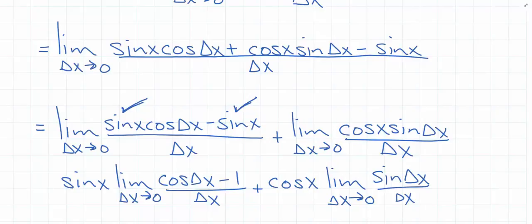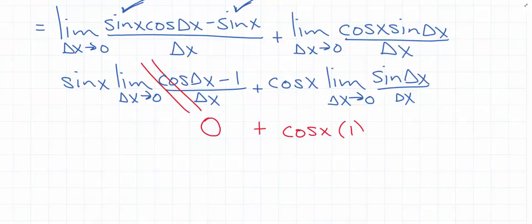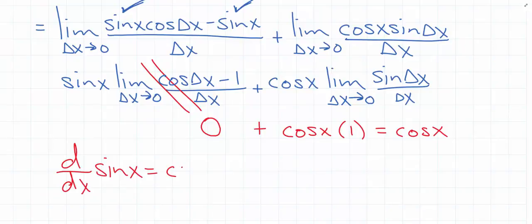Okay, this first one, what about cosine delta x minus 1 over delta x? Yeah, 0. So this whole thing is 0 plus cosine x times 1. So cosine x. That's right. The derivative of sine x is cosine x.